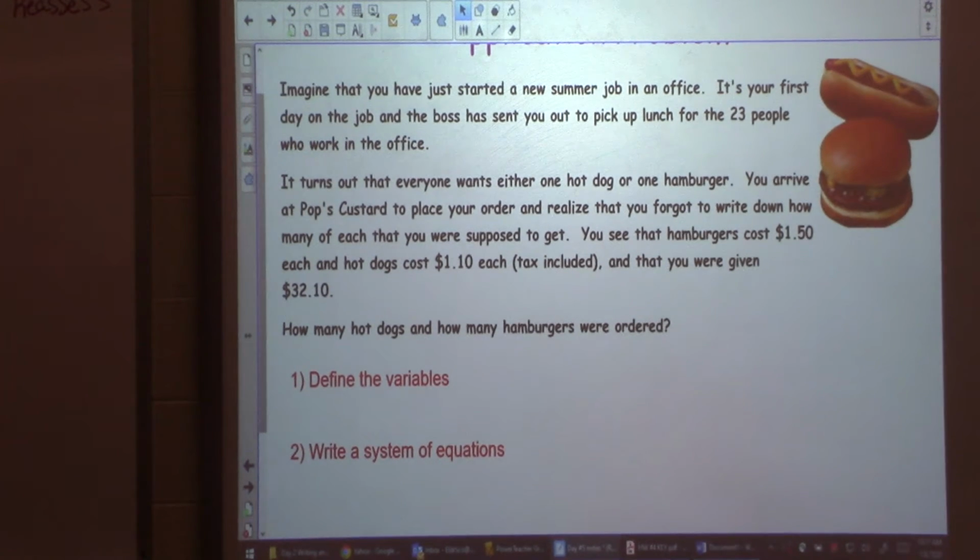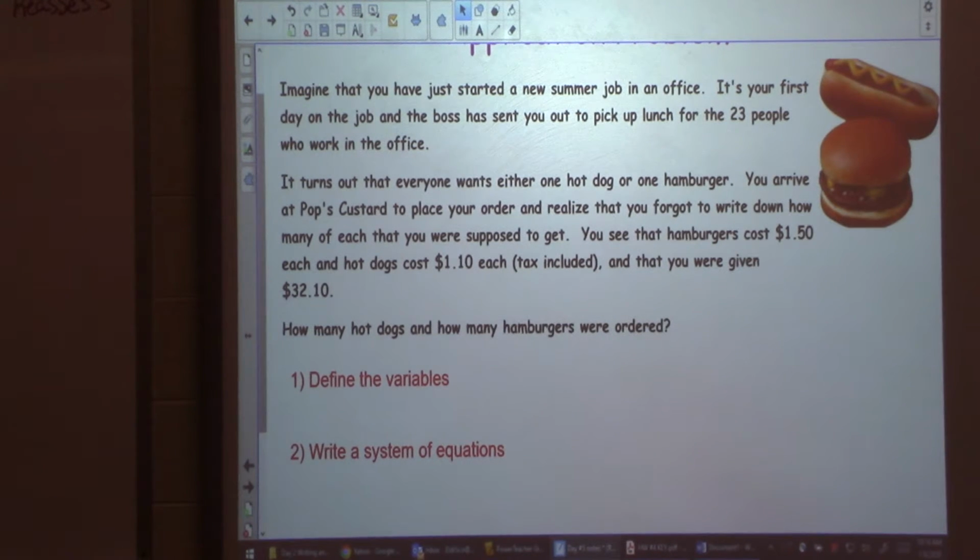Imagine you just started a new summer job in an office. It's your first day on the job. The boss sent you out to pick up lunch for 23 people who work in the office. Turns out everyone wants either 1 hot dog or 1 hamburger. They can have one or the other. They can't have both.